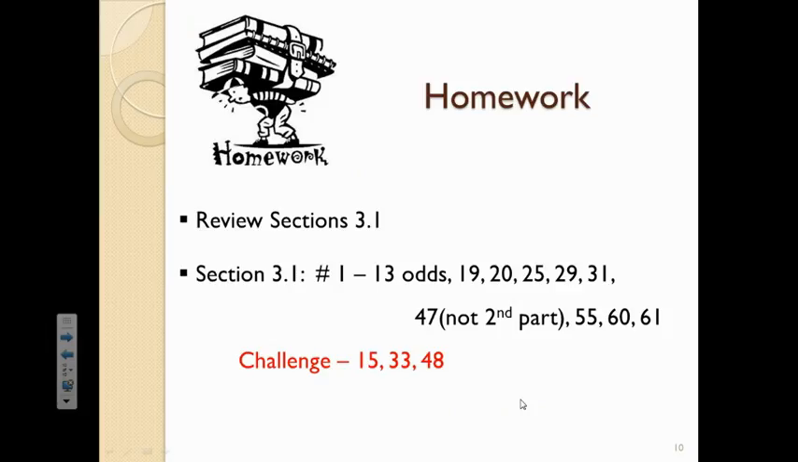The homework for this lesson is this. Again, there are some challenge problems if you wish to do them. Naturally, you never have to do the challenge problems, but you can if you want. And this homework assignment is also on Moodle.